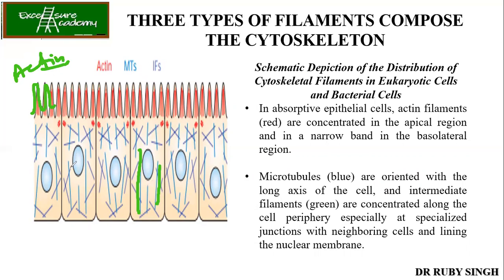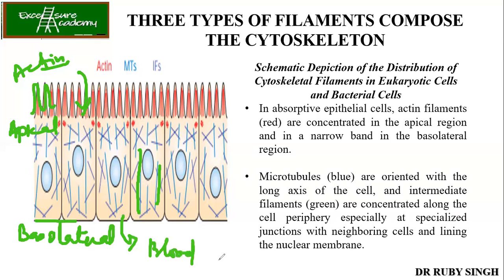Now, when I say one end to the other end, in absorptive epithelial cells, this region is called the apical end, and this region is called the basolateral. The membrane properties are going to differ from the apical ones, and even the function. We know that the apical region is going to absorb the nutrients, whereas from the basolateral region it goes into the blood system. So microtubules are responsible for connecting one end to the other end.